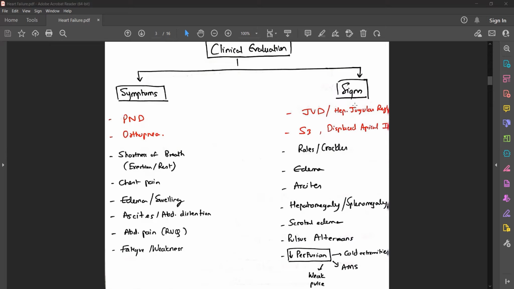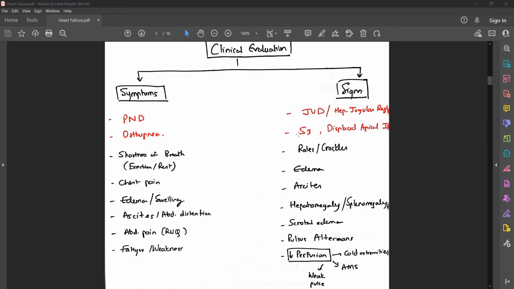Then talking about the signs. Similarly, rather than crackles in the lungs, JVD and S3 are the two more specific signs of heart failure. If the patient has JVD and you're not able to see it, you can press on the liver, and if the hepatojugular reflex is positive, that is very specific. And similarly, S3 and displaced apical impulse.